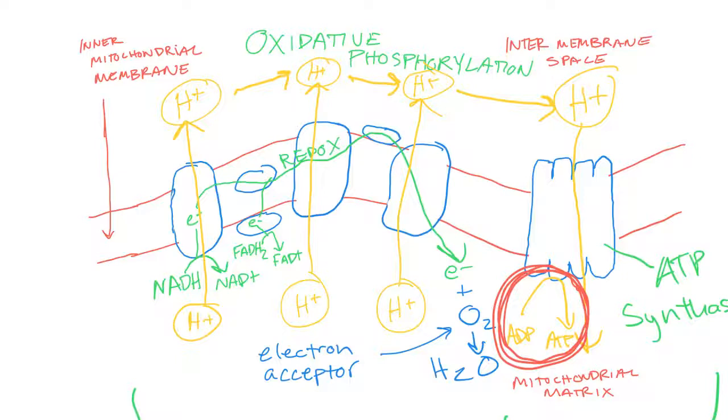So from NADH, because it's used earlier in the process, it can make 3 ATPs for every NADH. FADH2, because it is occurring later, it can only make 2 ATPs.